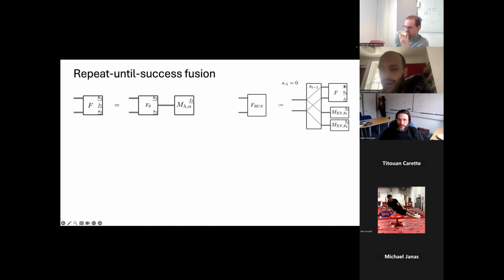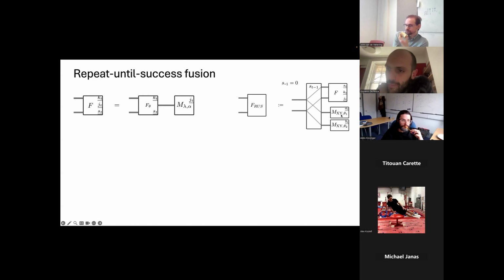Now the success outcome at time step t will be fed back into the router value. So this is actually an active switch that has to take the value of the success or not of the fusion. And depending on that value, it will switch, either go up or down. So as soon as S is 1, so the fusion has succeeded, it will send the next photons down.